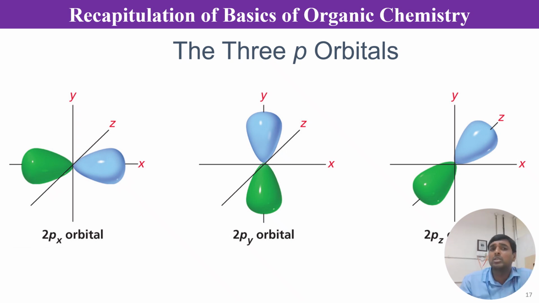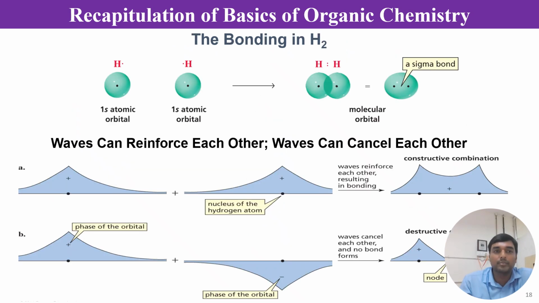Now, if you look at the p orbitals, you can see the 2px orbital, where the orbital lies along the x-axis. When it is along the y-axis, it is called 2py, and when along the z-axis, it is called the 2pz orbital.